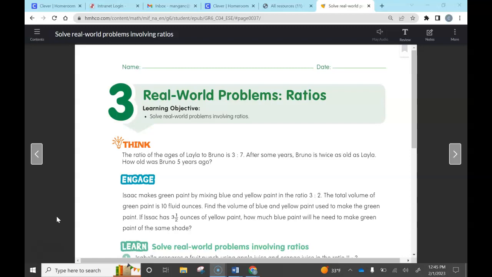You want to get out your pencil, your calculator, and your math journal, and turn to your math book to page 201. What we're going to do during this video is take a look at 4 different types of problems with ratios, and we're going to solve these together as we move through this video.